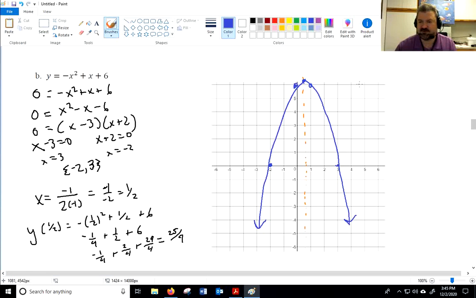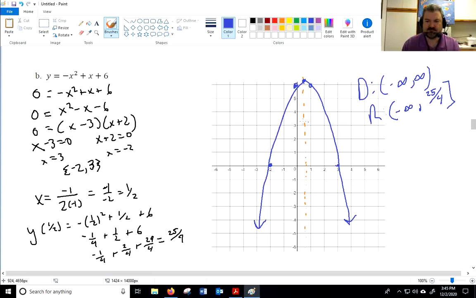All right, well, hopefully you didn't find that one too tedious. Domain is negative infinity to infinity. And the range here, be careful, it's going down. So we put negative infinity up to 25 fourths.